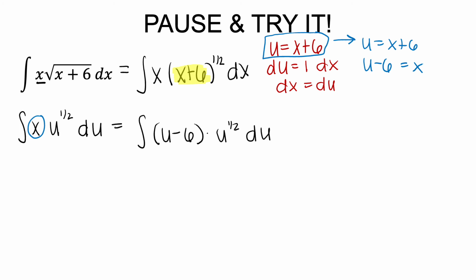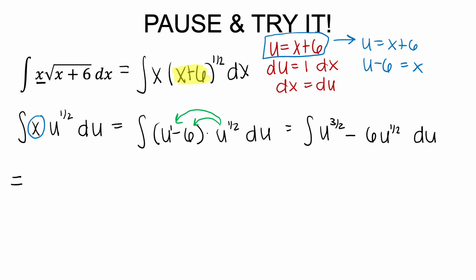So let's write this as the integral, replacing my x with (u minus 6) times u to the 1/2 du. Now I can't integrate this, I need to simplify first, so let's distribute our u to the 1/2 through. So this becomes the integral of u to the first times u to the 1/2 gives me u to the 3/2 minus 6 times u to the 1/2 du. And now that I have just u's and exponents, I can go ahead and integrate as normally.